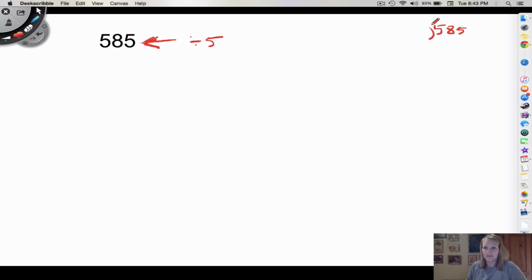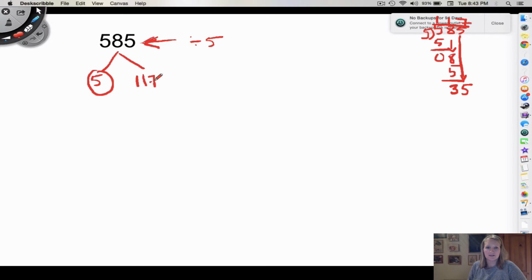585 divided by 5. Never done this on the computer before. 0, bring down the 8. 5 goes into 8 one time. Put a 5 there. Subtract 5 from 8, get 3. Bring this number down. 5 goes into 35 7 times. So I know that the beginning of my factor tree is going to be a 5 and a 117.